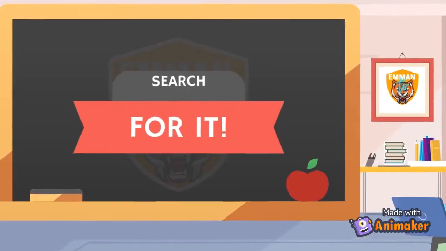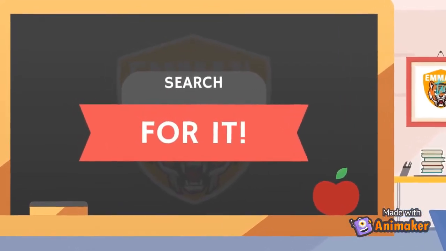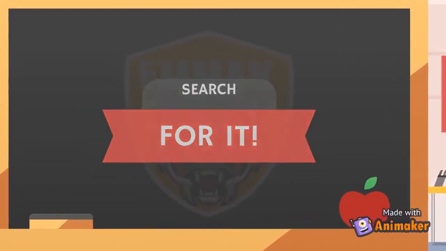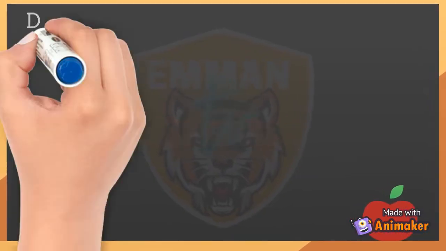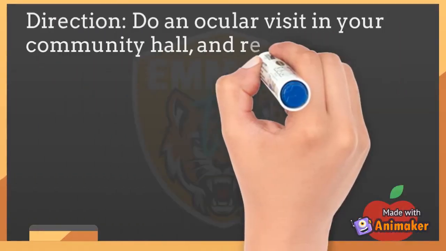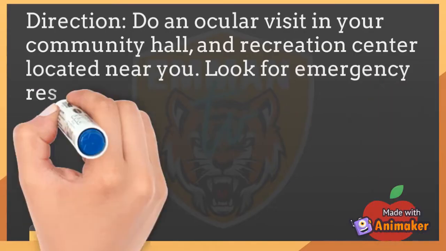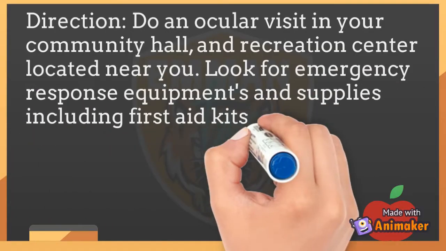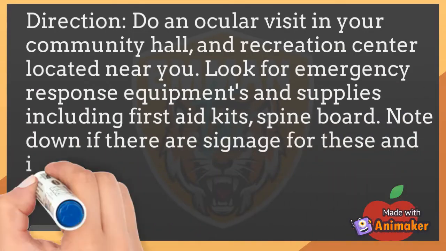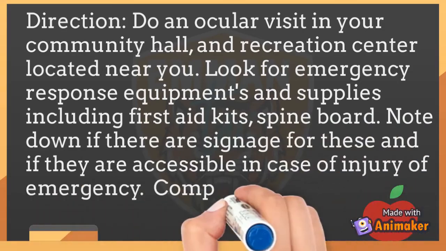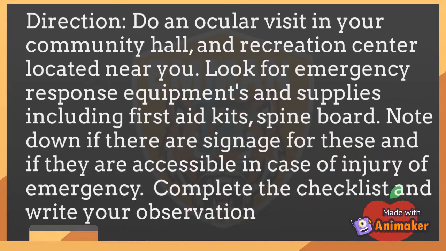Let us have an activity. This is what we called search for it. Direction. Do an ocular visit in your community hall and recreation center located near you. Look for emergency response equipments and supplies including first aid kits, spine board, and other supplies. Note down if there are signage for these and if they are accessible in case of injury or emergency. Complete the checklist and write your observations.